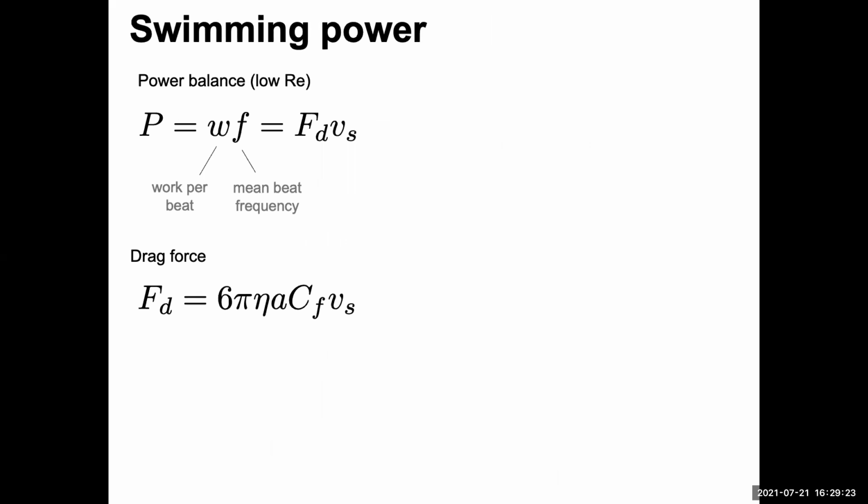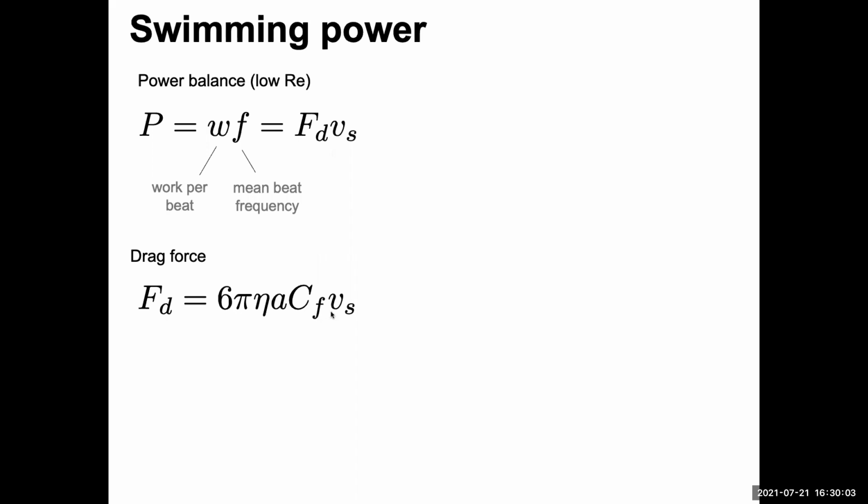It would be nice to measure this beat frequency, and this could be done directly by other techniques, but with the technique that we use, we were not able to measure the mean frequency directly. But by using an argument about the power balance, it is possible to infer the frequency as well. As Chlamydomonas swim, the power is just the work per beat times the mean frequency, and this is equal to just the drag force times the mean swimming speed.